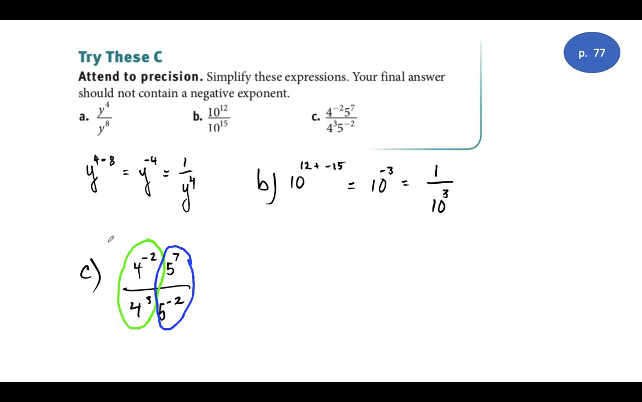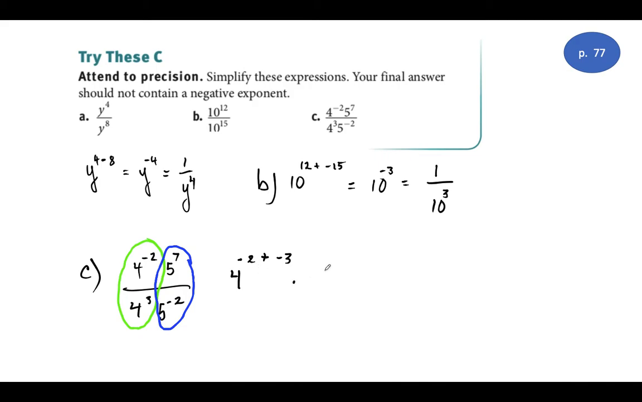Okay, so 4 to the negative 2 power divided by 4 to the 3 power. I am going to subtract the exponents. So I get 4 to the negative 2, I subtract the exponent in the numerator minus the exponent in the denominator. And you notice I didn't use minus, I used plus negative 3. That's actually going to make my life easier here.